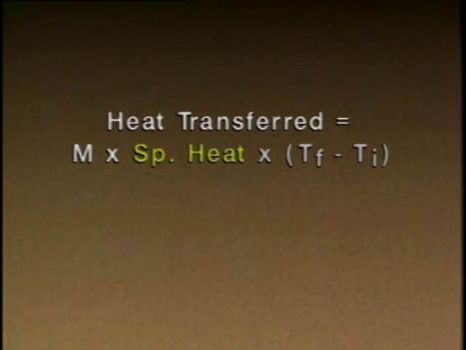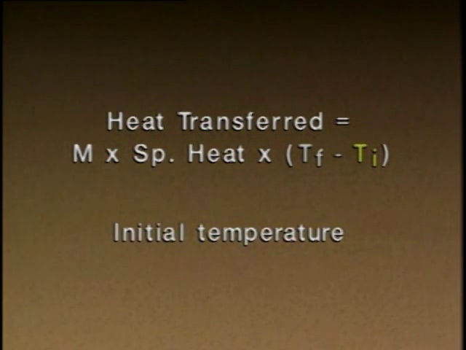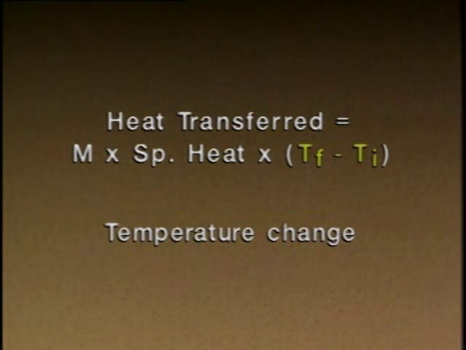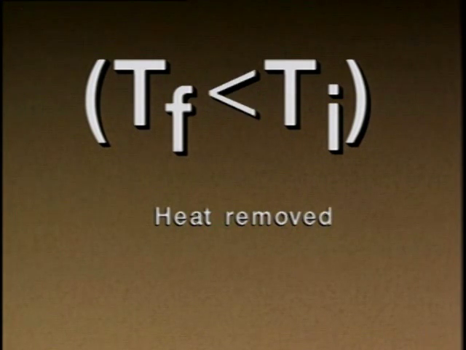to the type of substance involved, times the difference between the final temperature of the substance, Tf, and the initial temperature, Ti. The difference between the final temperature and the initial temperature represents the temperature change. If the final temperature is greater than the initial temperature, heat was added to the substance. If the final temperature is less than the initial temperature, heat was removed.